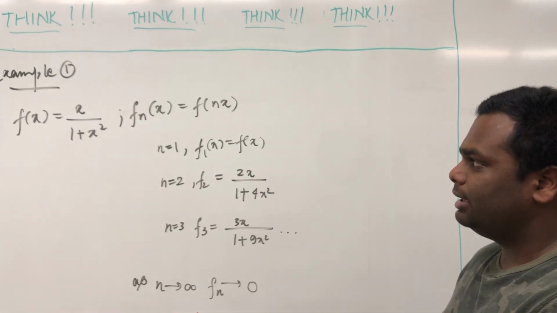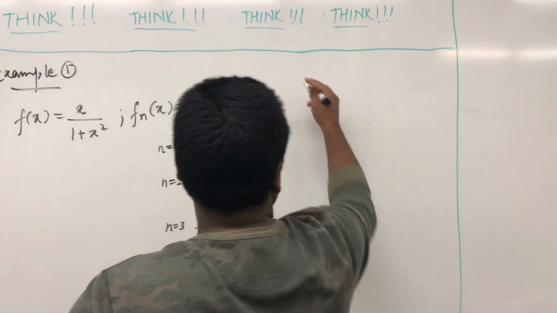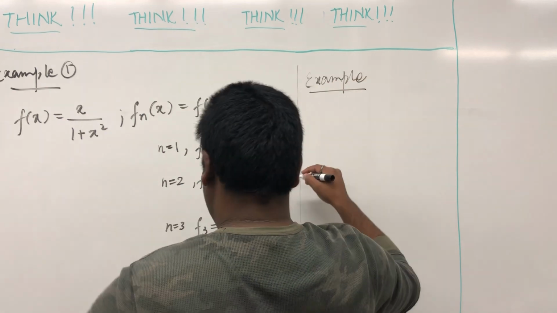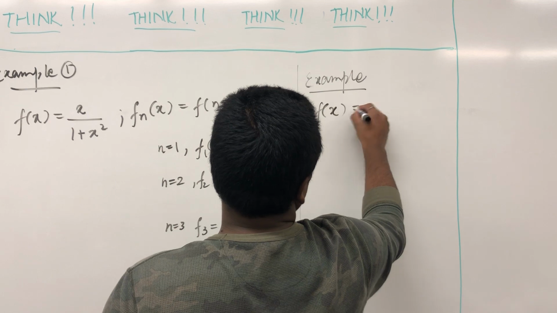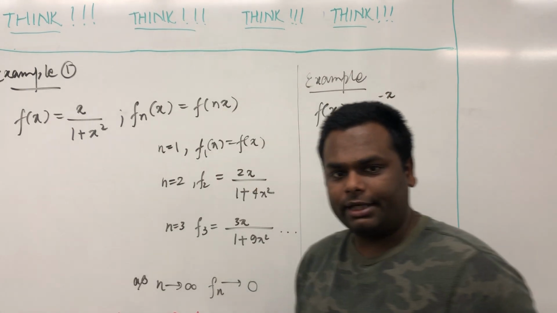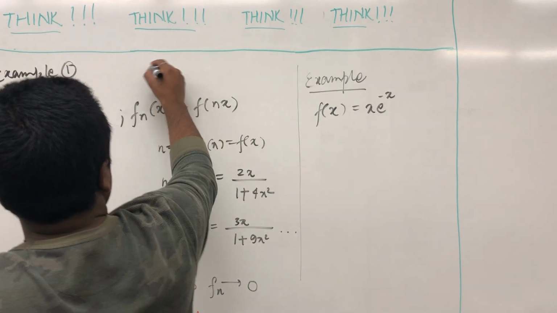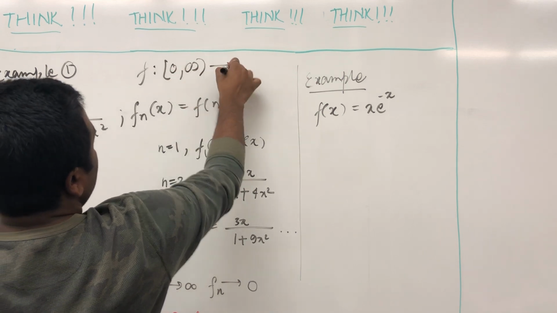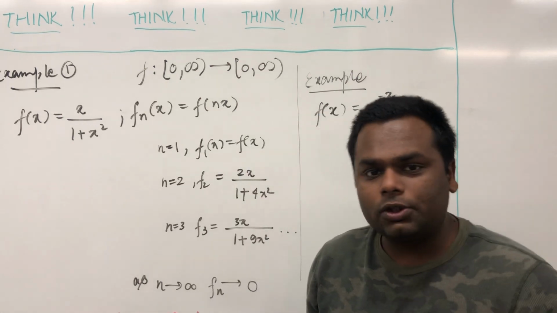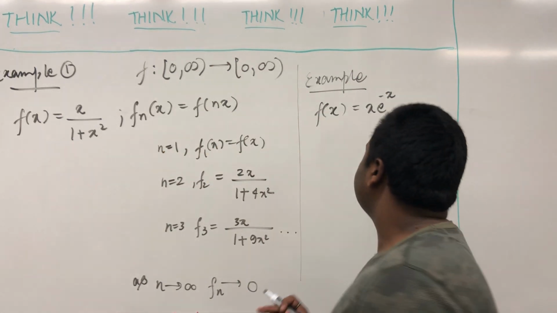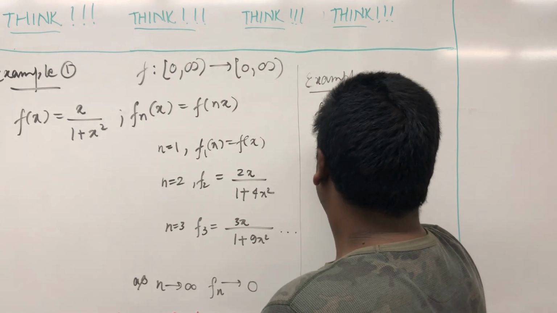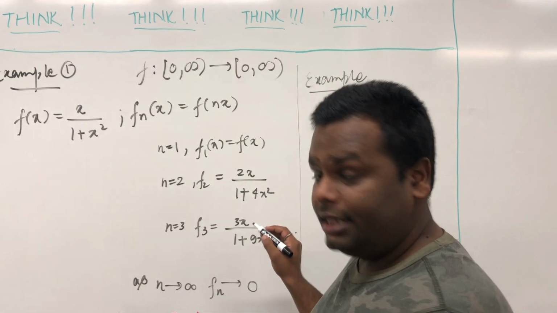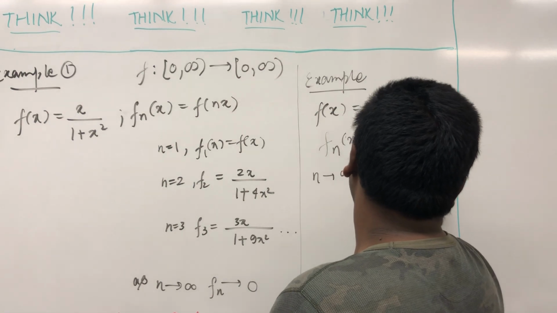The same thing can be done for the second example. Let's say we have fx equals x multiplied by e to the negative x, right? And the function, both of them are mapping from 0 to infinity to 0 to infinity. And also note that both of the functions are continuous. So over here, if we define a sequence like this, then we can see that as n goes to infinity, fn goes to 0, right?